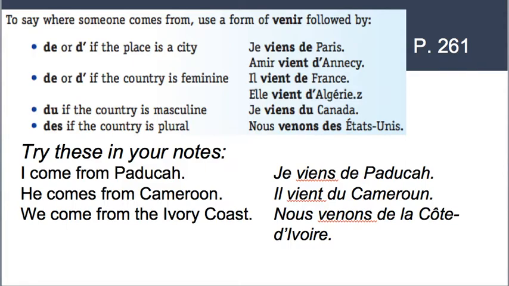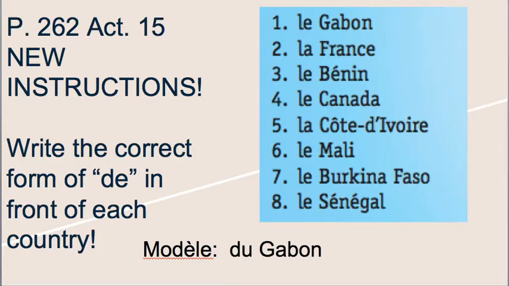All right. The next activity is on page 262, activity 15, and I don't want you to follow the book's instructions. I want you to follow mine, please. My instructions ask you to write the correct form of de in front of each country. So this is how we're going to get a little bit of practice of knowing which of these countries are masculine versus feminine, okay? Now, the great thing about it is the book gives you the le or la as your clue, and you just have to choose between du, de la, de apostrophe, and des.